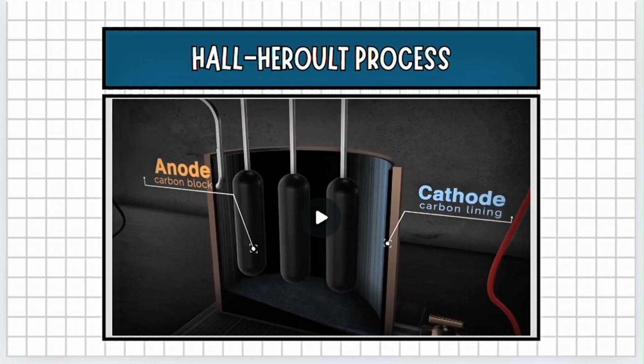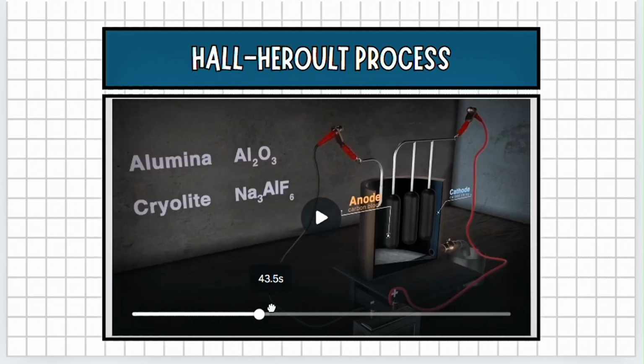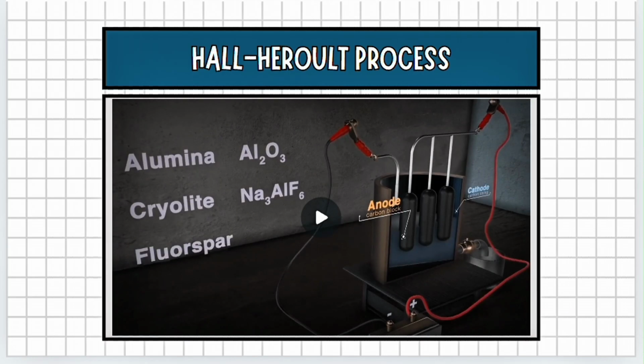So the electrolyte is a mixture of alumina, cryolite, and fluorspar, as we can see here. The cryolite lowers the melting point of alumina, and fluorspar increases the electrical conductivity of the electrolyte. When electricity is passed through the electrolyte, the alumina is ionized into aluminum and oxide ions.